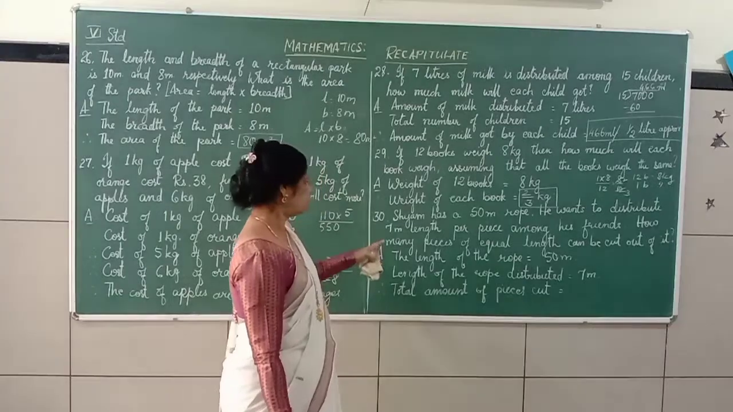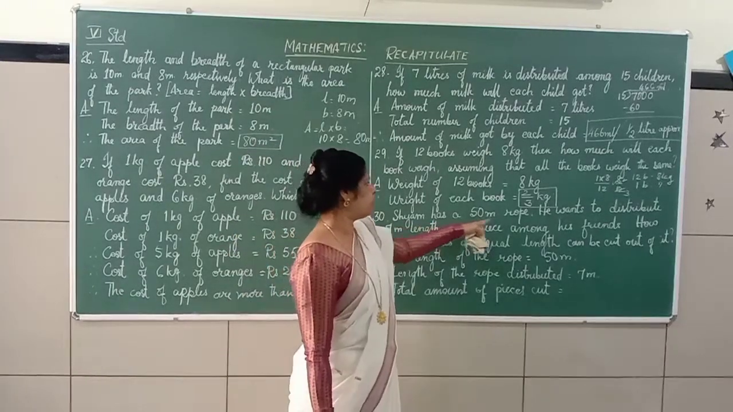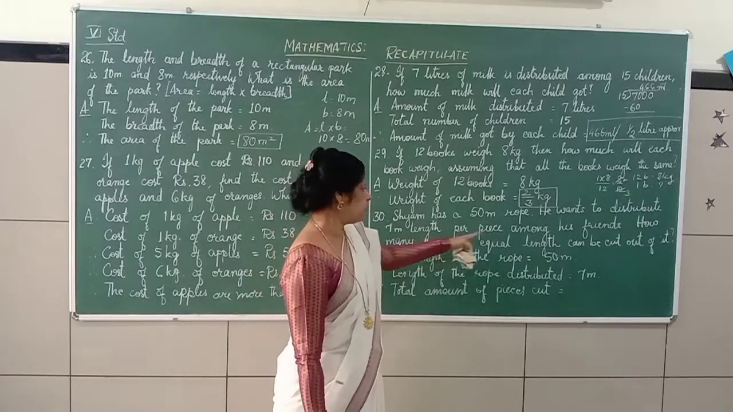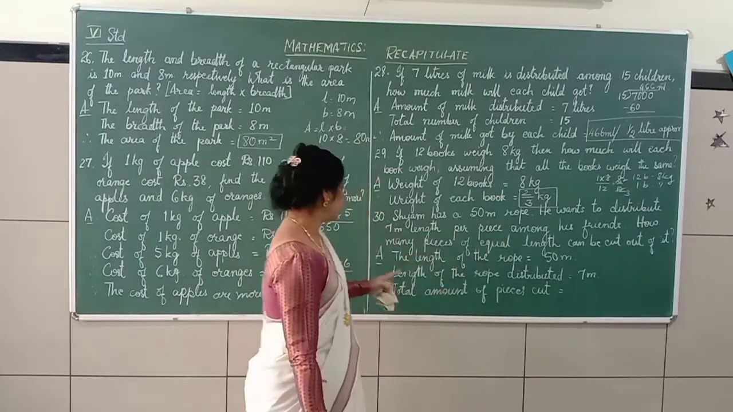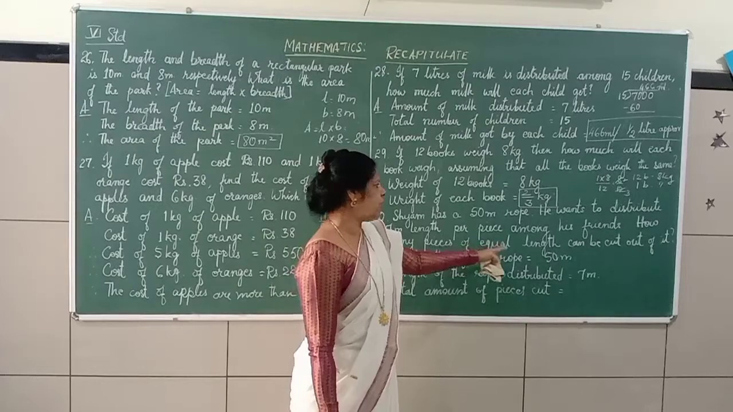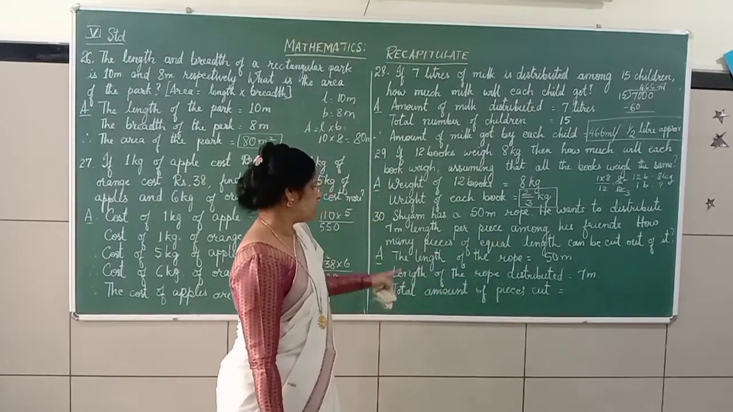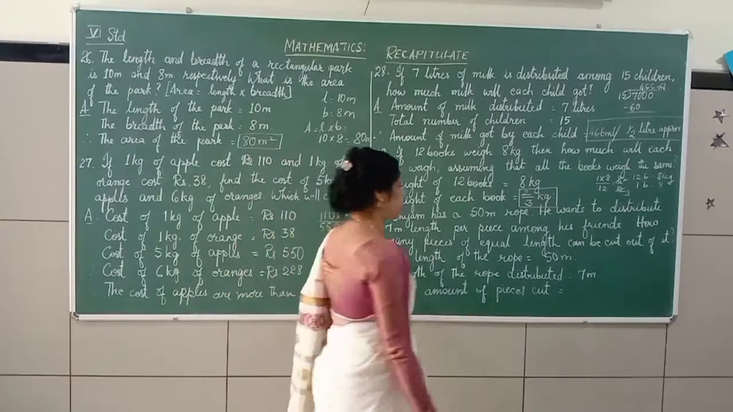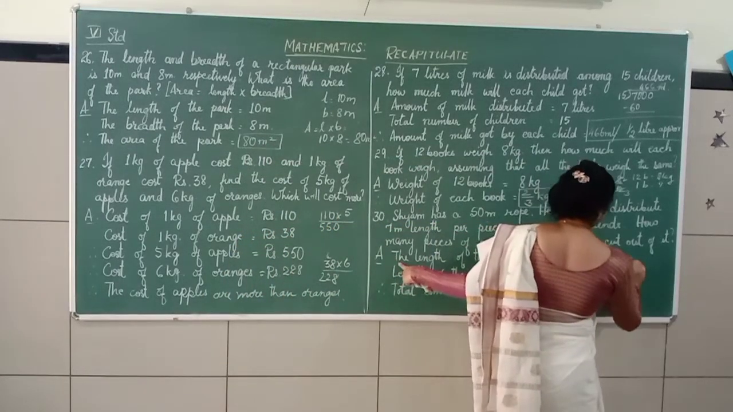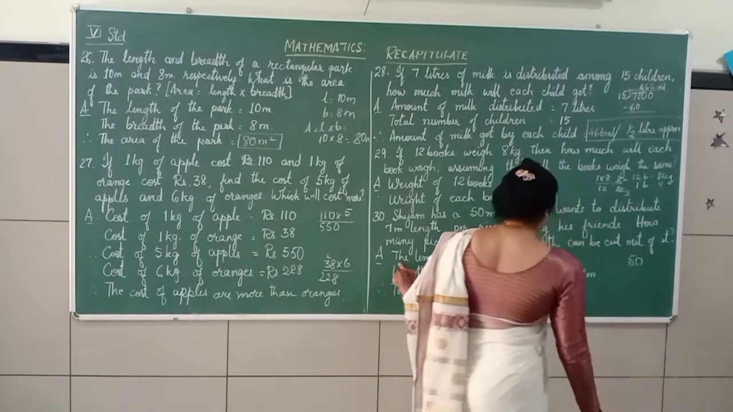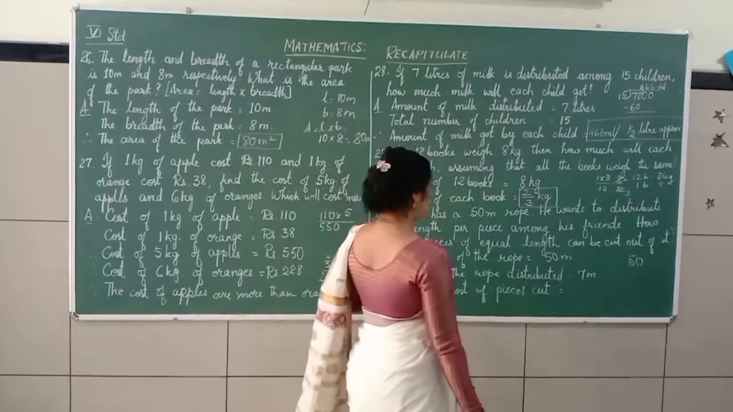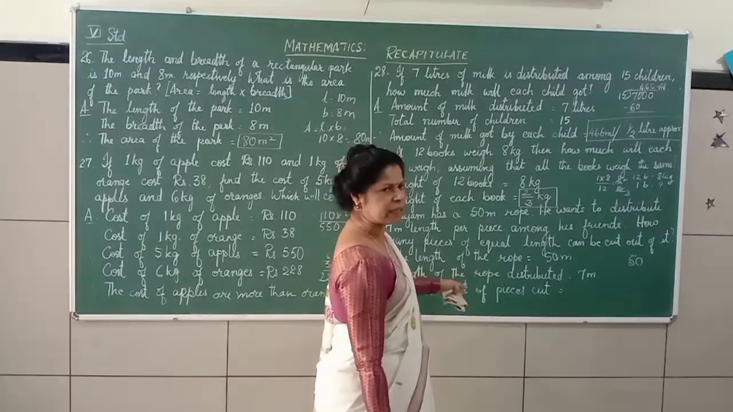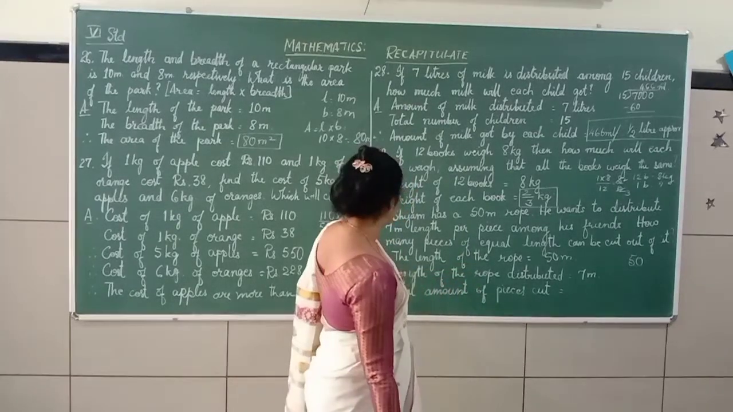Next, Shyam has a 50-meter rope. He wants to distribute 7-meter length per piece among his friends. How many pieces of equal length can be cut out of it? So what is the amount of rope he is having? The length of rope is 50 meter. So he wants to divide it among how many people? What is the amount of rope he wants to give to everybody? It is 7 meters, isn't it?